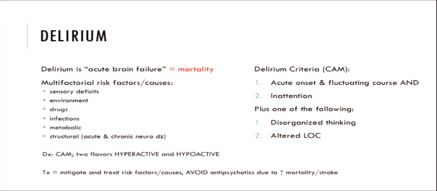And then structural. Basically structural I just think of as neurological disease, so any acute or chronic thing. You should always worry about, is this an acute stroke that's now put you into delirium? Or maybe they chronically have something like MS or Parkinson's, or dementia itself, that would predispose you to being more likely to have delirium.